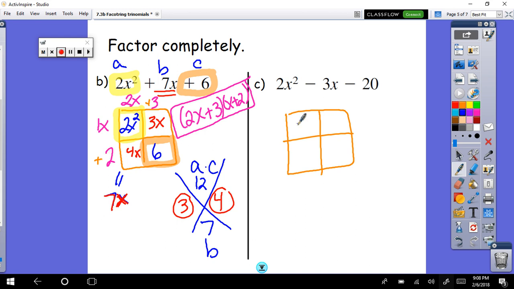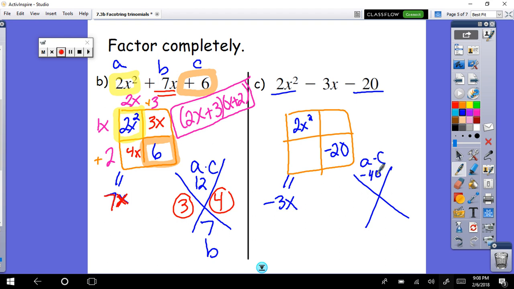All right, I'm going to go through this one a little bit quicker, but we have 2x squared and negative 20, first and last term. The middle has to add up to negative 3x. We want a times c, so that's my diagonals here, that's negative 40, and I want the two numbers that multiply to negative 40 and add up to my b term, which would be negative 3.